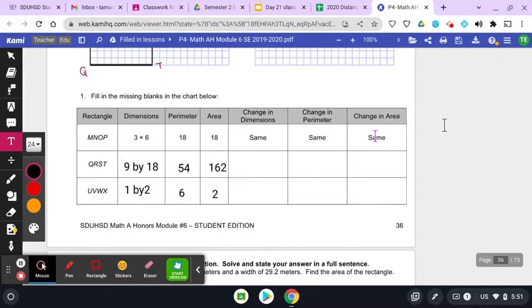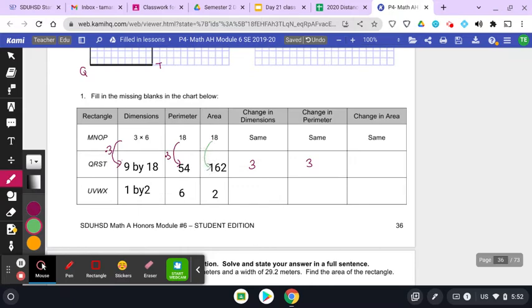Now here, this just says same because we didn't change it from the original on the first one, but now we're looking at what happened from the original to the second one. So we see on our original to our second one, on our dimensions, we scaled up by a factor of 3. We made all the sides 3 times as big. When we did that, the perimeter also became 3 times as big. But the area became 9 times as big.